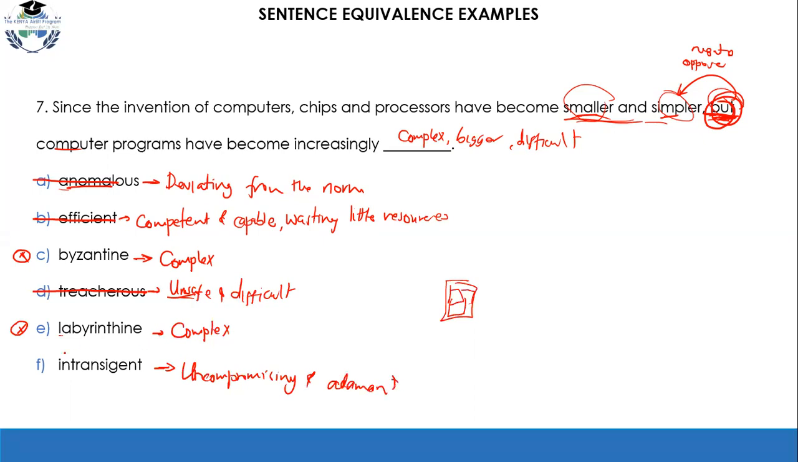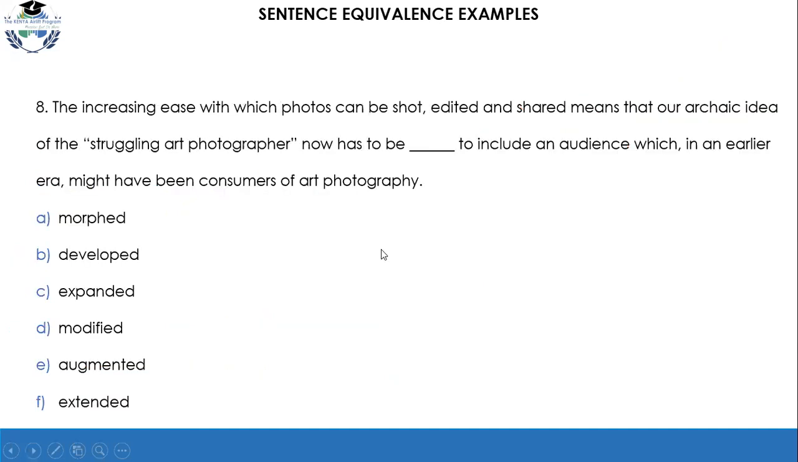Adamant, that's what this means. And intransigent means uncompromising, or adamant. Again, doesn't really work out for us. So for this one, I know they are very complex words, but Byzantine and labyrinth would have worked out for us here as the answer.